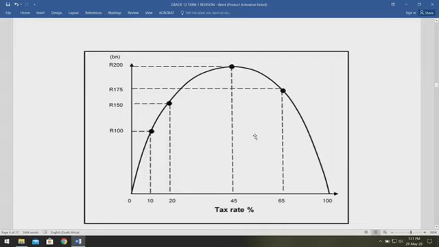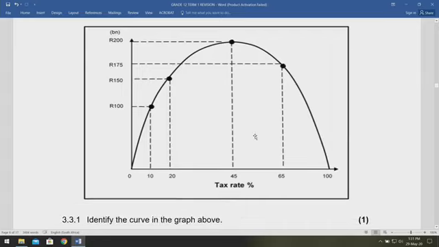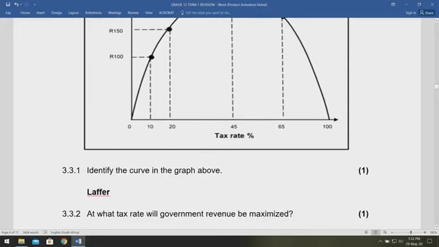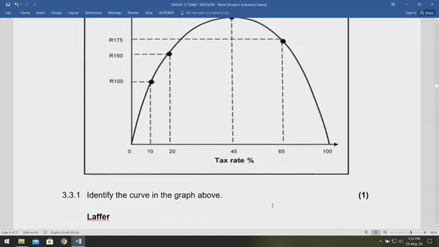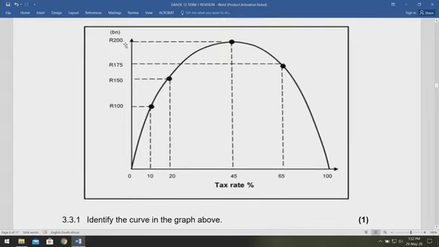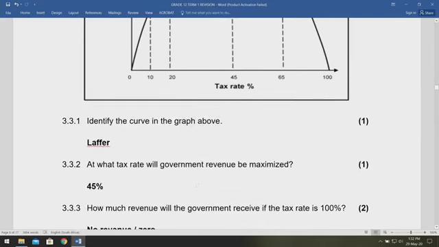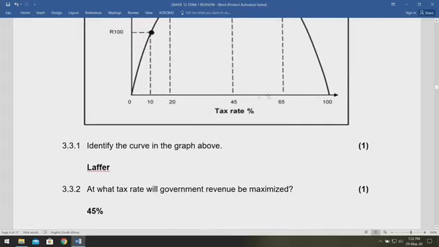Okay. Let's go and have a look at the kinds of questions they ask. Identify the curve, which we've done right off the bat. We said the relationship between tax revenue and the tax rate is shown by the Laffer curve. At what rate will government revenue be maximized? In other words, where will they earn the most? If we look here, the most that they can earn is 200 billion, and that is at a 45% rate. How much revenue will government receive if the tax rate is 100%? We already identified that they're not going to get anything because at 100, there is zero income for them.